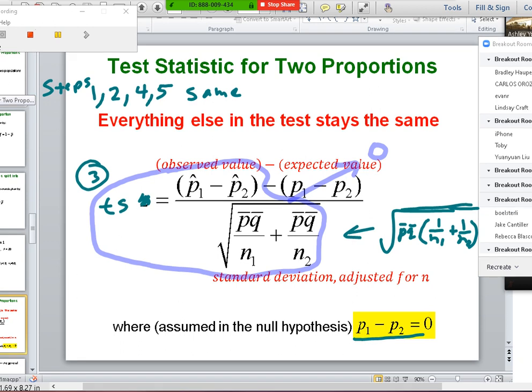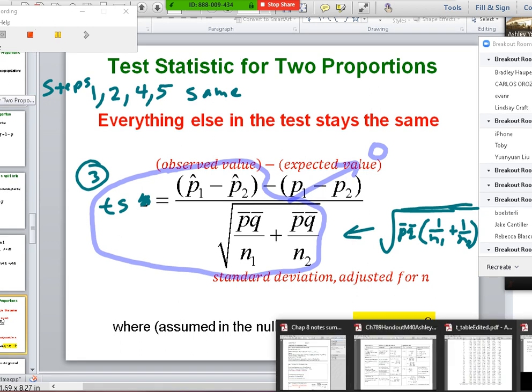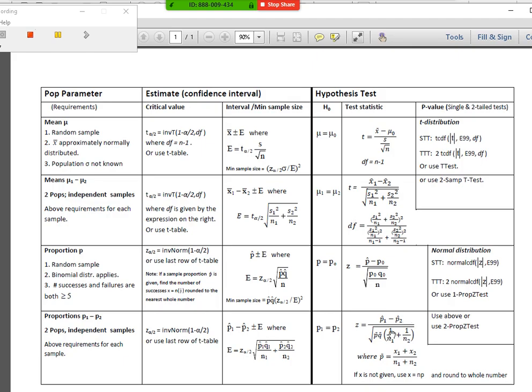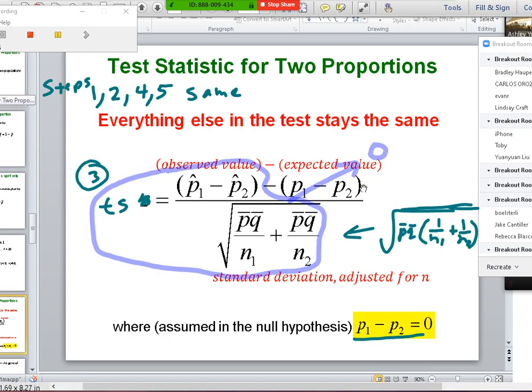If you look at your notes, it's a little bit clearer. And I think it's also here in your, right? It's also right here. You can see it right there. And it also gives you how to find p bar: x1 plus x2 over n1 plus n2. And also, see where it says that if x is not given, use x equals np and round to the whole number. Right? Because you can't have 3.5 successes. You have to have a whole number of people. So this is all your stuff right here. It's really kind of cool. This is an excellent form that my friend Alan made.